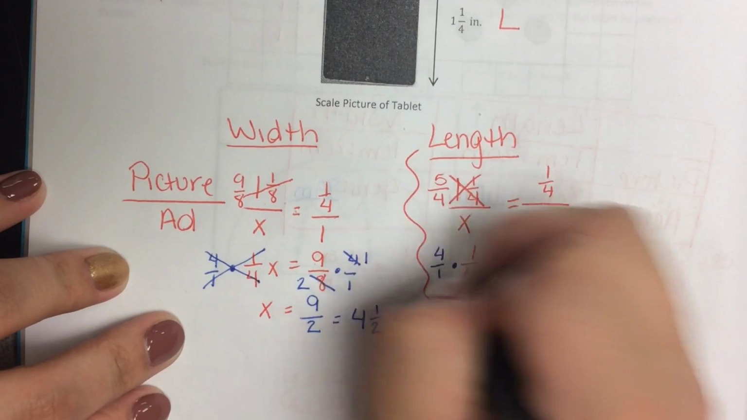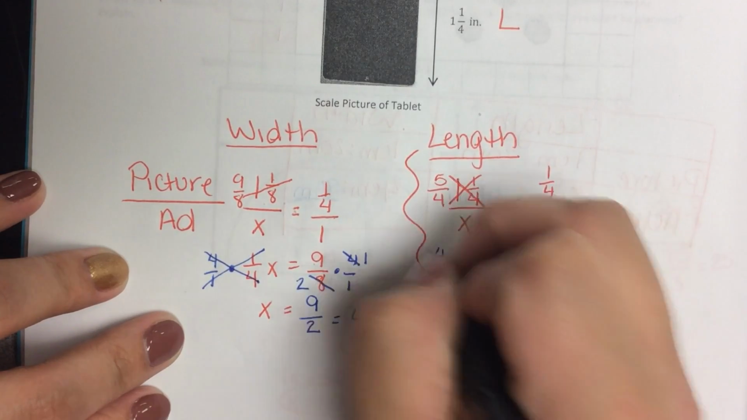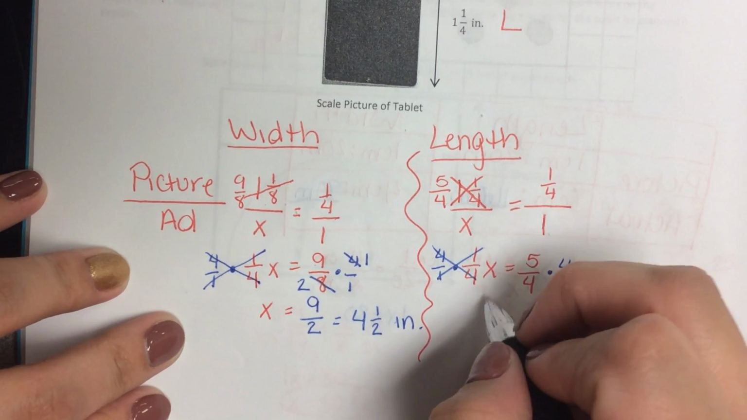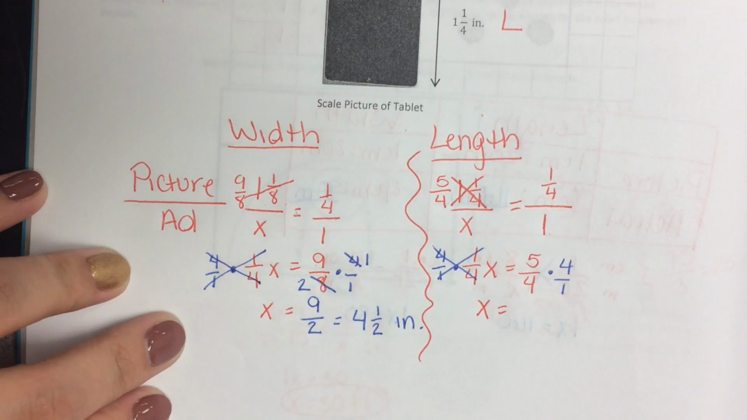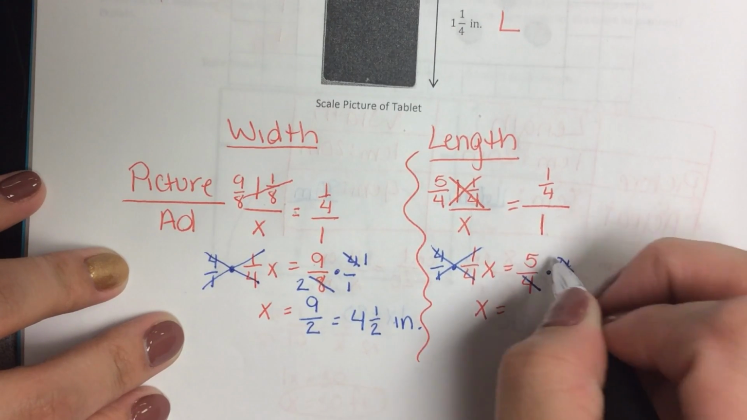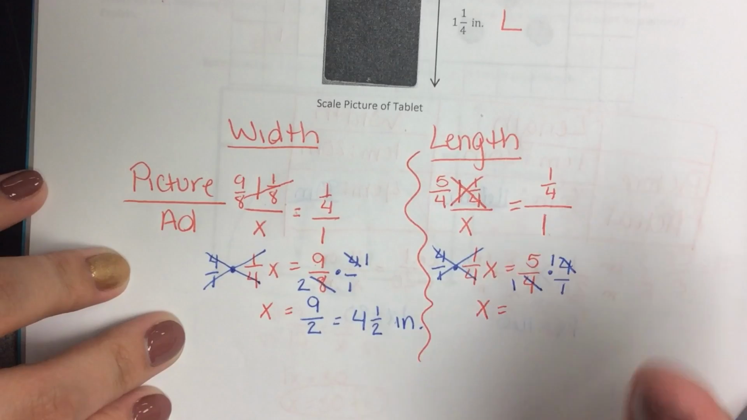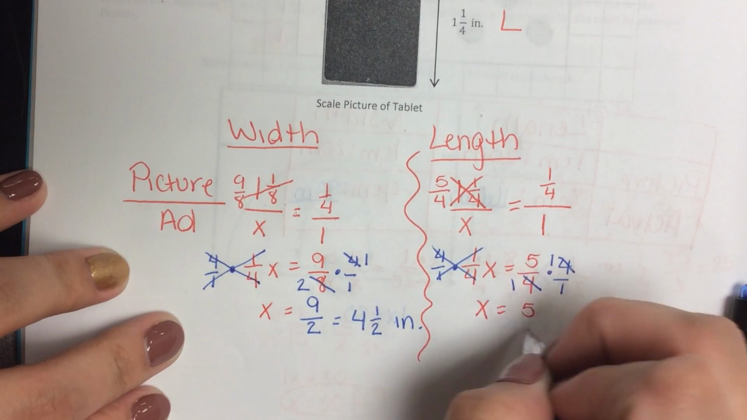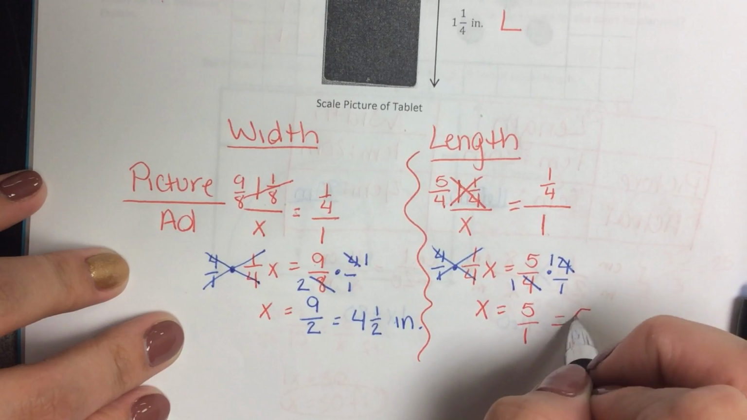Use the reciprocal again to solve. Cancel, cancel. X is good over here. And on this side, I noticed that I can cancel 4s with each other. So I'm going to cancel them each into 1. 5 times 1 is 5. 1 times 1 is 1. Ooh, that's just a straight up 5.